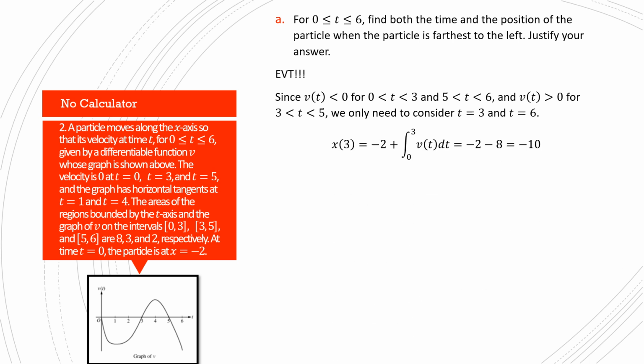So again, 3 and 6 are the only viable choices because those are the places where I could be furthest left. All right, so what I'm going to do is evaluate the function at 3. At 3, I know that I'm starting at negative 2 per the question. They said that at t equals 0, I start at negative 2. So to find x of 3, I start at negative 2 when I'm at 0, and then I'm going to integrate 0 to 3 of v of t. When I integrate that, I'm looking at the area from 0 to 3 of this function. I'm getting that I'm at negative 2 minus 8.